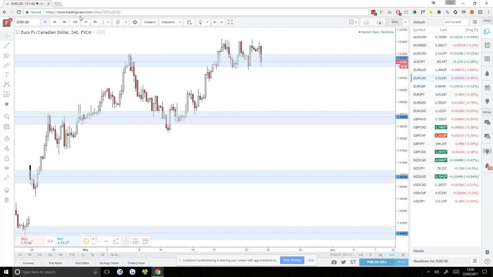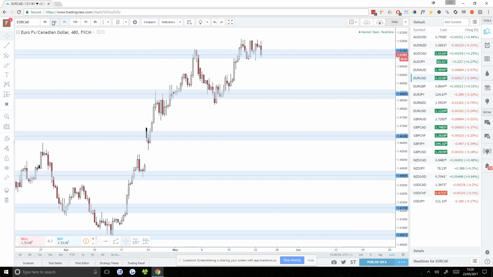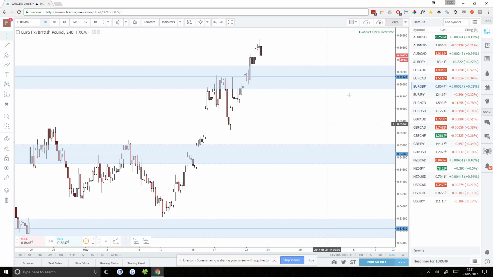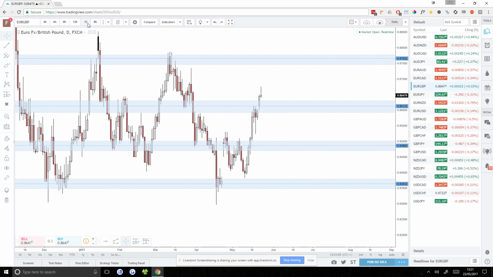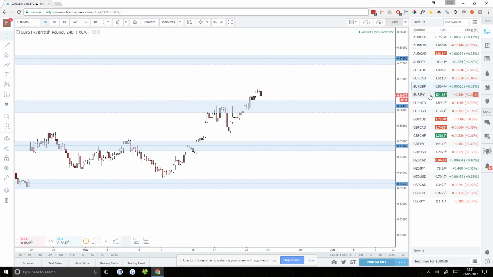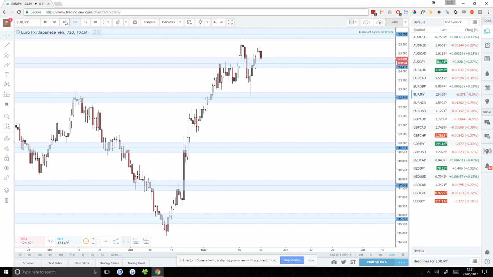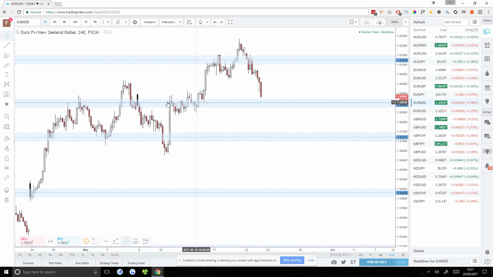All right, EuroCAD, what's up with EuroCAD? Just stalling out on resistance. Nothing much there. Euro GBP. It's broken above resistance, stalling. Nothing that I see here that I would actually want to trade. Let's take a look at Euro JPY. Again, broken above resistance. There's nothing much here that looks tradable to me. Nothing that shouts out, you should be in a position.